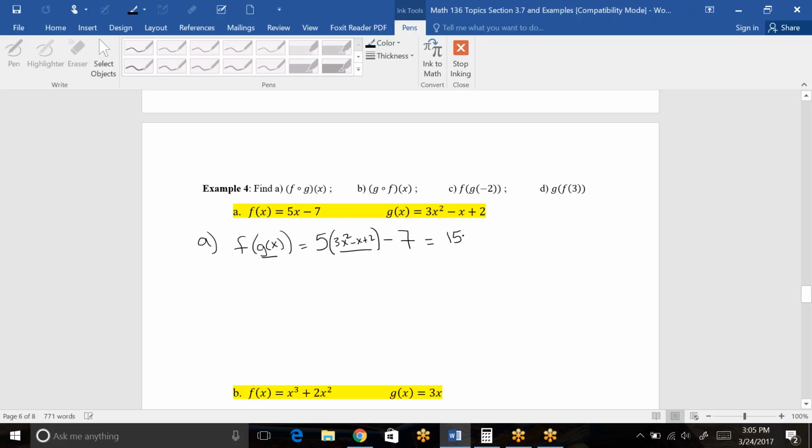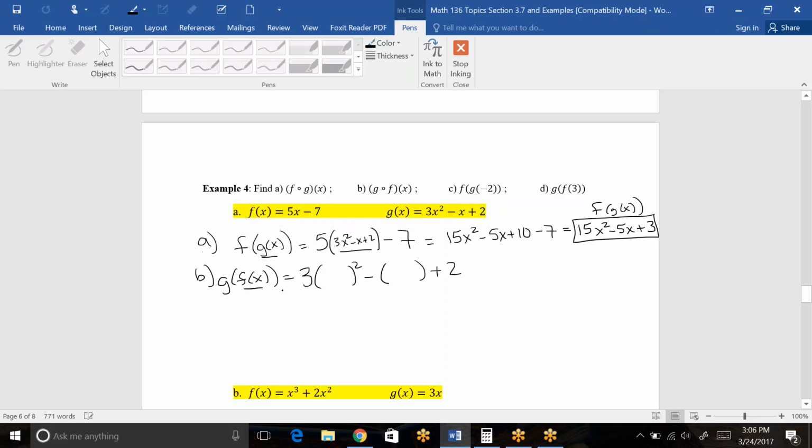I distribute the 5, and then combine like terms. So this is 15x squared minus 5x plus 3. So there's my f of g of x. For B part, I'm going to do g of f to show you that it's different. This time my shell is the 3 blank squared minus blank plus 2. All of these blanks are going to be f of x. So that's 5x minus 7, 5x minus 7.